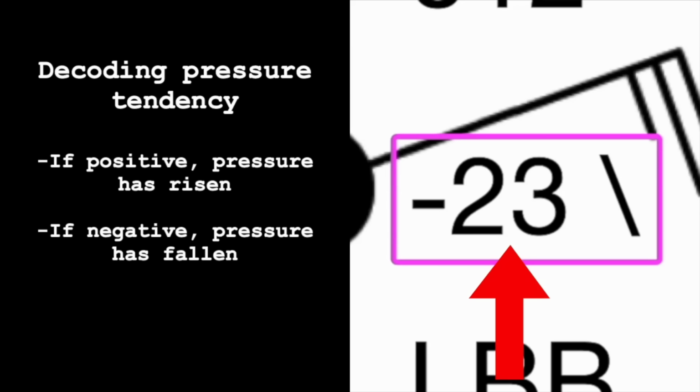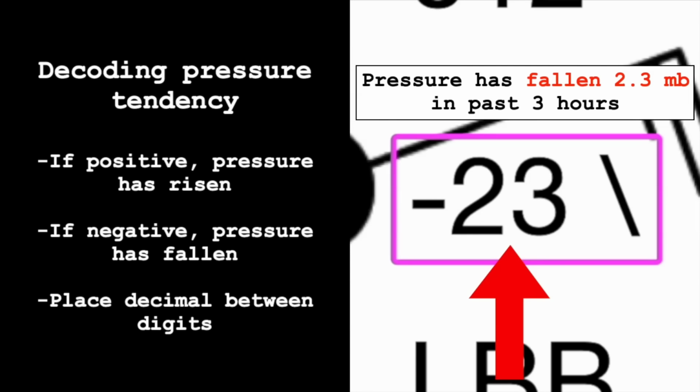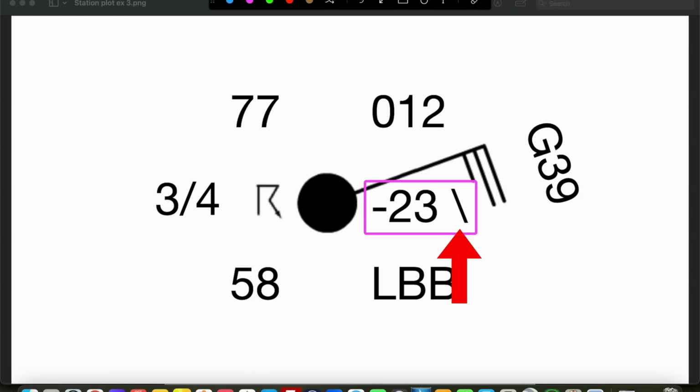And this number is written in code. The decimal point has been dropped, so we just reinsert the decimal point between the two digits. So in this case, we see a negative 23. That means because it's negative, the pressure has fallen. And we put the decimal point in between the two digits, meaning that the pressure has fallen 2.3 millibars in the past 3 hours.